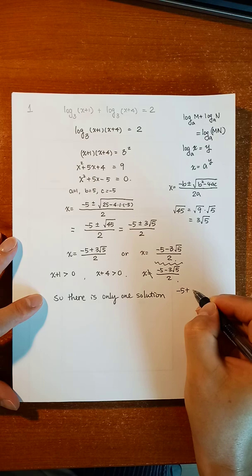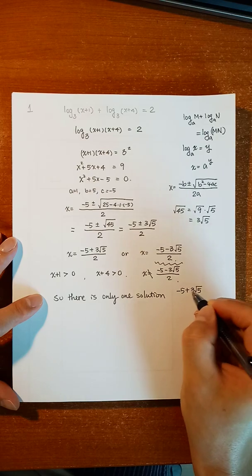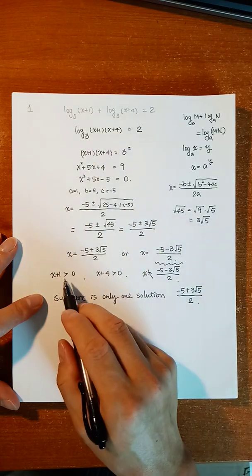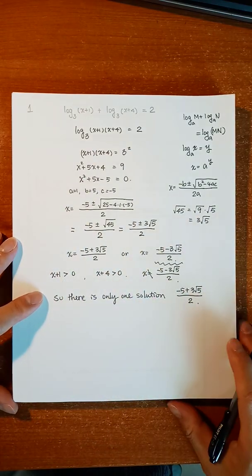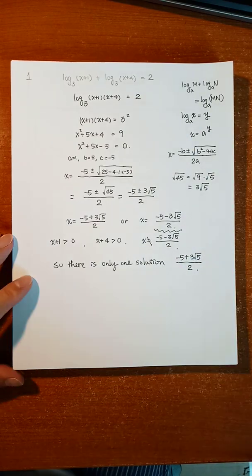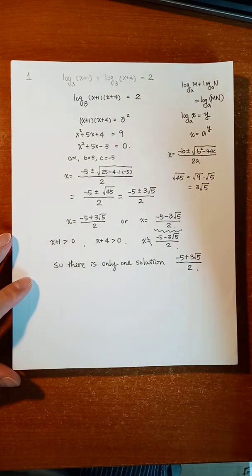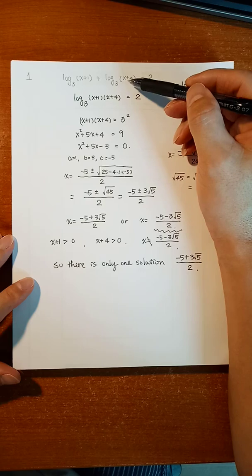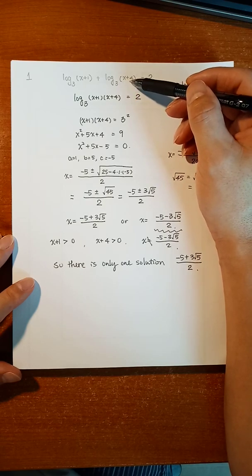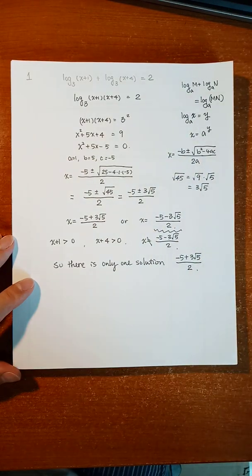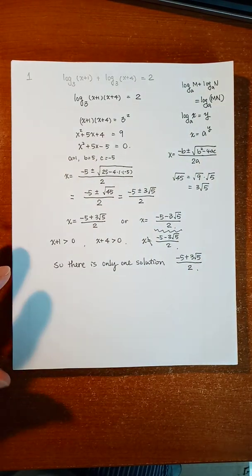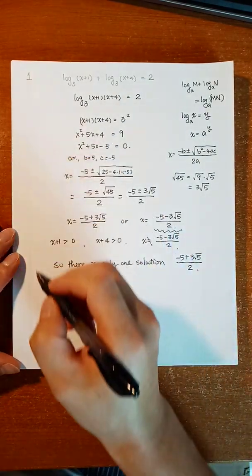Negative 5 plus 3 times square root of 5 over 2. This is a positive number, plus 1 or plus 4, they are still positive. Okay, so this is the first computation. Be careful of the domain of the logarithmic function. The domain of a logarithmic function must be positive, the set of all positive numbers. All right, so that's our first part.